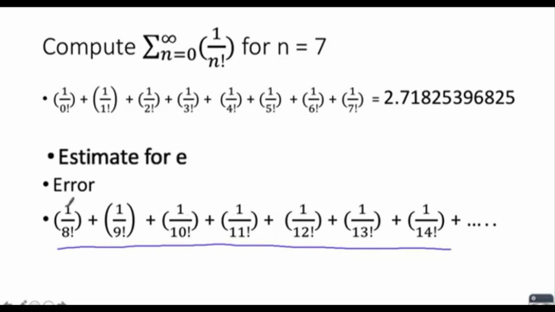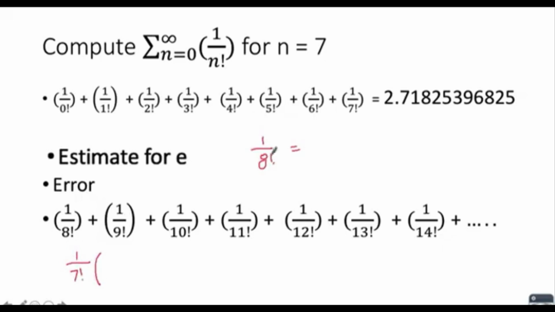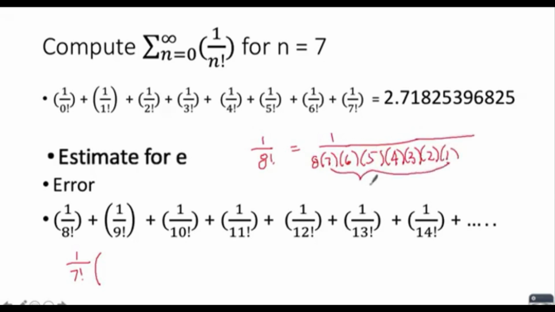Notice that if you have 1 over 8 factorial, 1 over 9 factorial, 1 over 10 factorial, and so on, there's a common factor here. The common factor is 1 over 7 factorial. Notice that 1 over 8 factorial can be written as 1 over 8 times 7 times 6 times 5 times 4 times 3 times 2 times 1. But from here, going to that part, that is 7 factorial. So if I factor out 1 over 7 factorial, then what's left is 1 over 8.